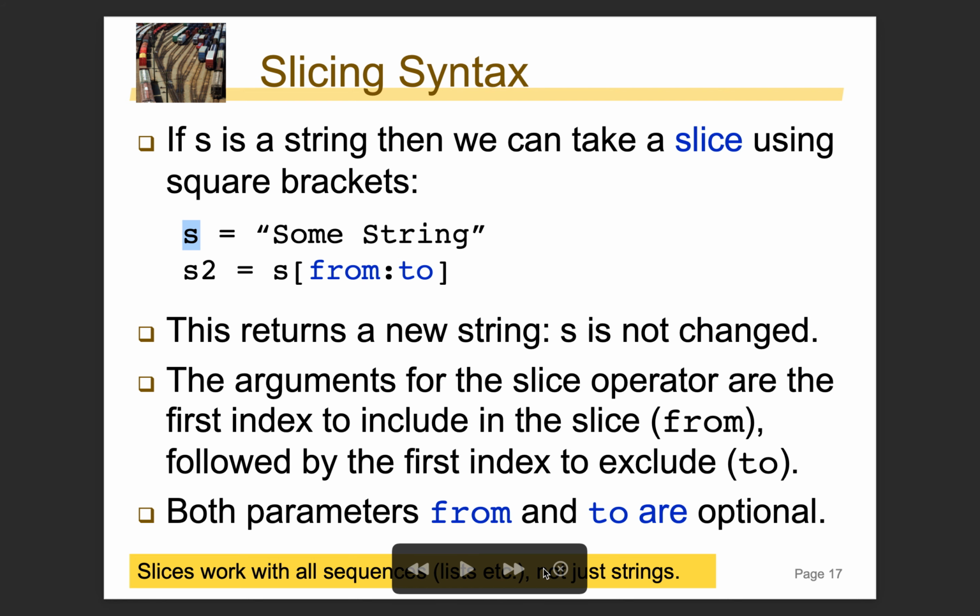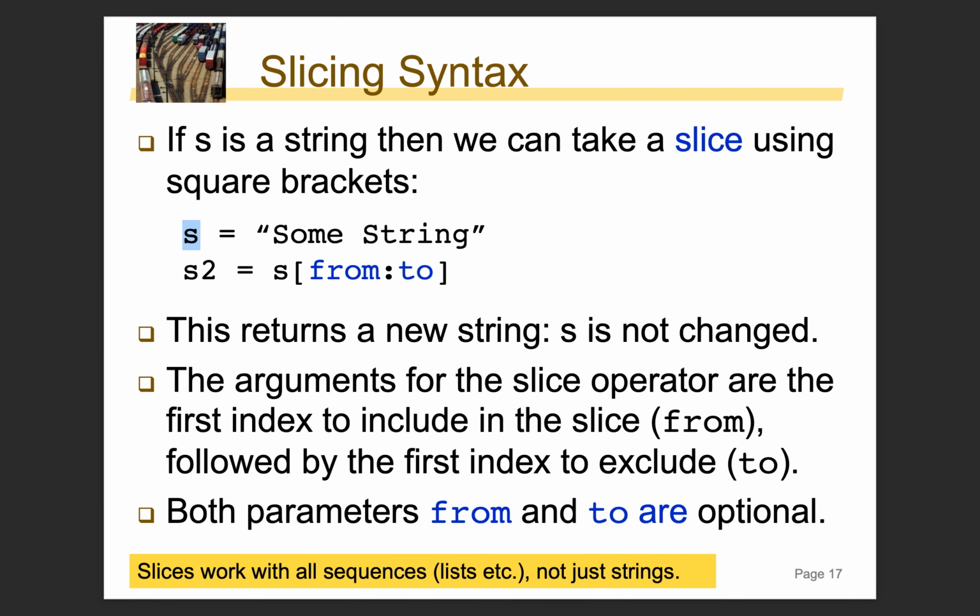The arguments to the slice operator are the first index to include. Remember that we're using indexing from 0. So that's our from value, followed by the first index we're going to exclude. So go up to this value, but not including it. And that goes in the to slot. Both of the parameters, from and to, are optional.